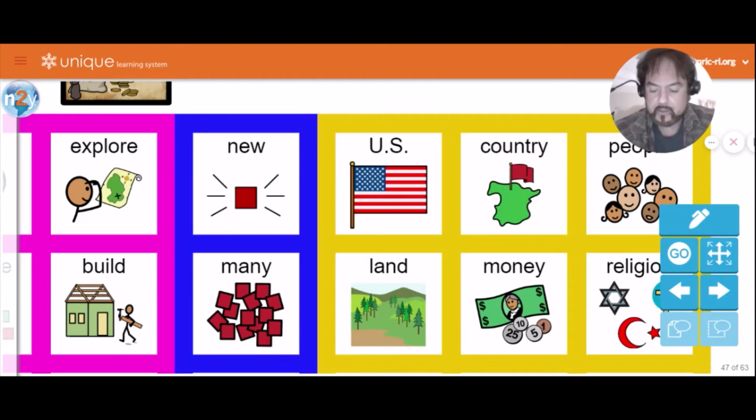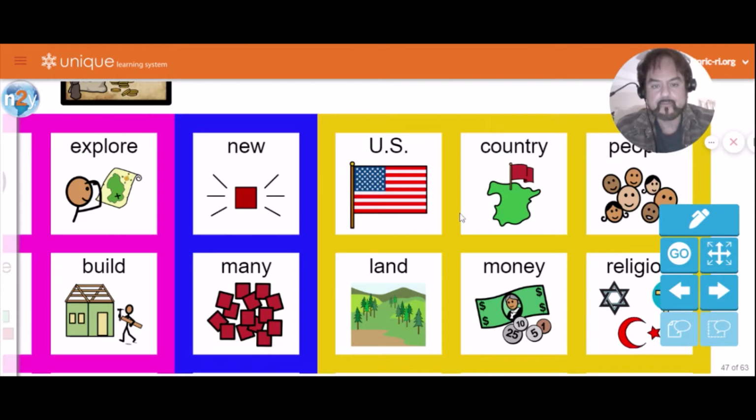Okay, so today we are talking more about the Revolutionary War, and we're going to read about how it progressed, how the American soldiers fought the British soldiers. All right, and first we're going to go over the topic words.